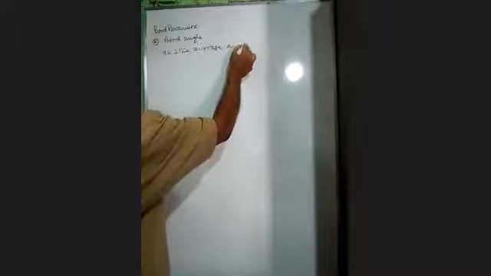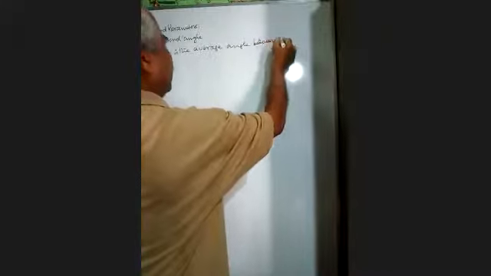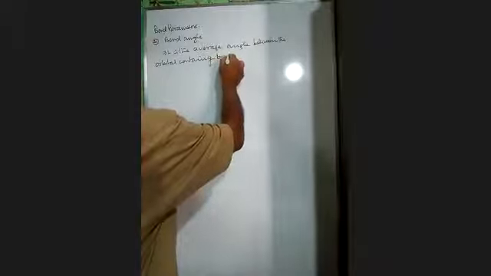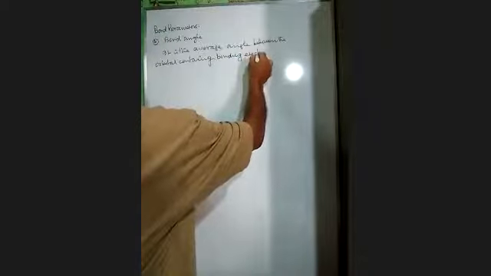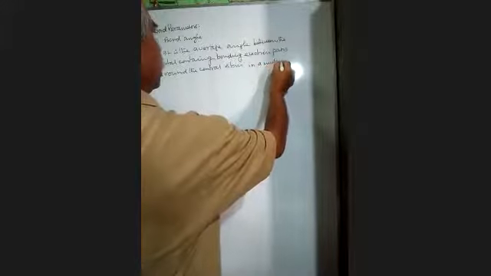Alright? So, we'll write now the definition of bond angle. It is the average angle between the orbitals containing bonding electron pairs around the central atom in a molecule.